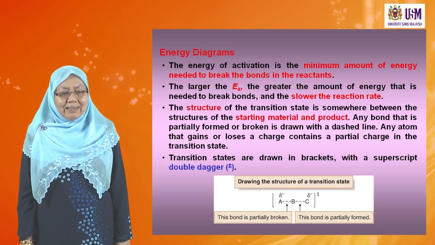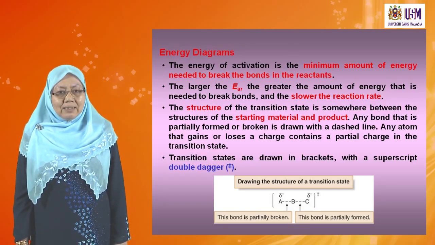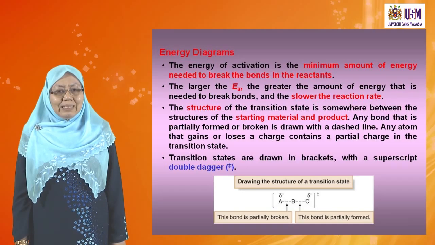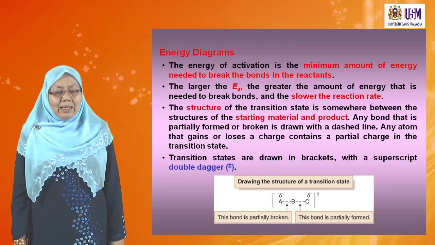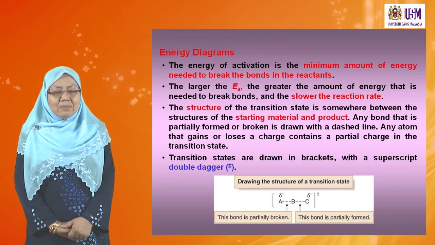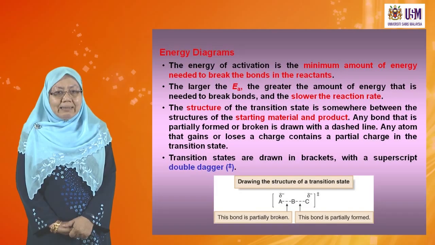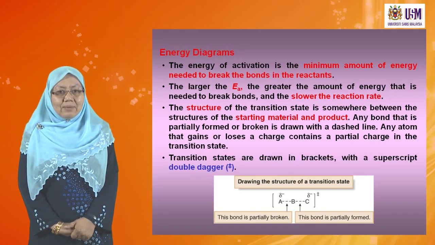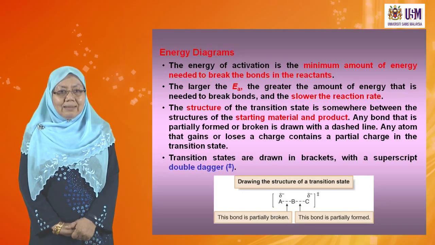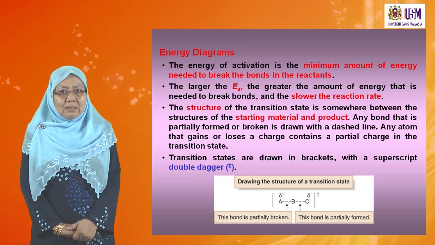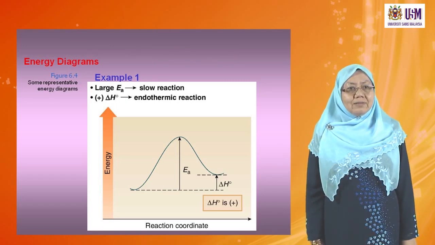As we can see in the example given, the bond between A and B is partially broken, and the bond between B and C is partially formed. Both A and C have partial negative charges, and the overall transition state is drawn with brackets with the double dagger symbol. Figure 6.4 shows some representative energy diagrams.